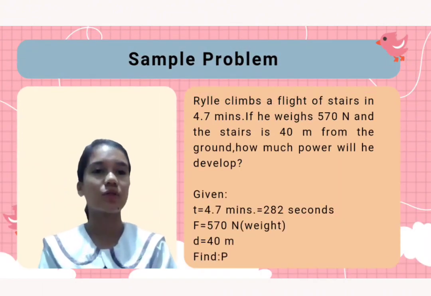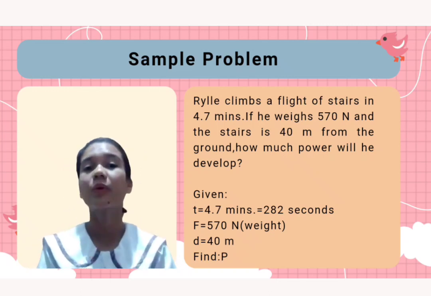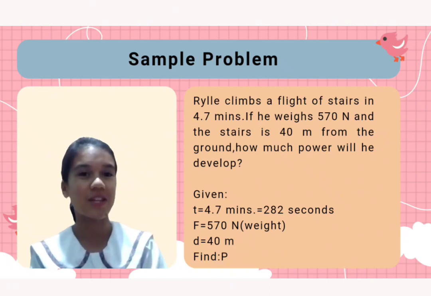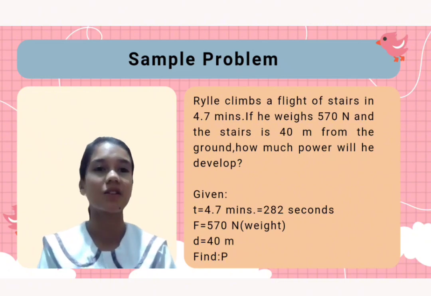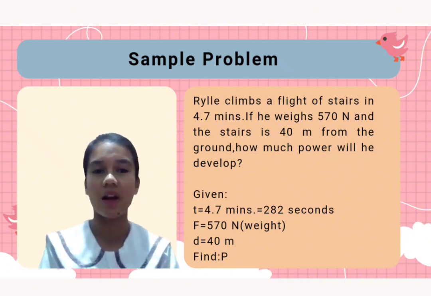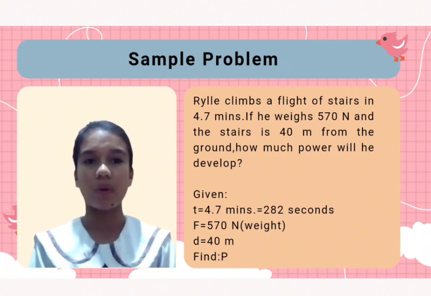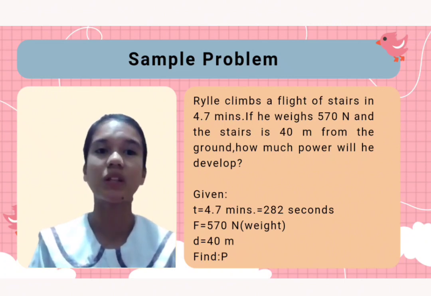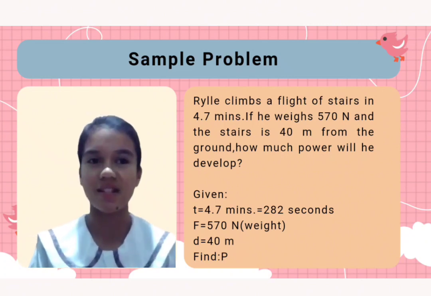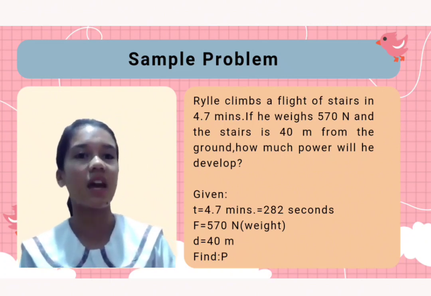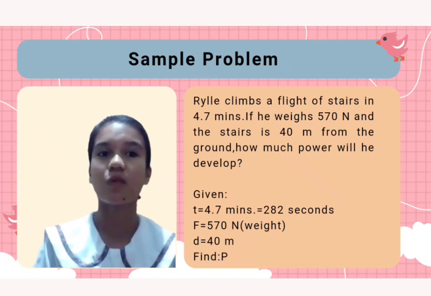Now we will learn how to solve for the power. And I've got one problem. Ryle climbs a flight of stairs in 4.7 minutes. If he weighs 570 N and the stairs is 40 meters from the ground, how much power will he develop? The givens of this problem are 4.7 minutes, but we need to convert this into seconds, and it will become 282 seconds, and that is the time. The 570 N, the weight or the force, and lastly, the distance, which is 40 meters.